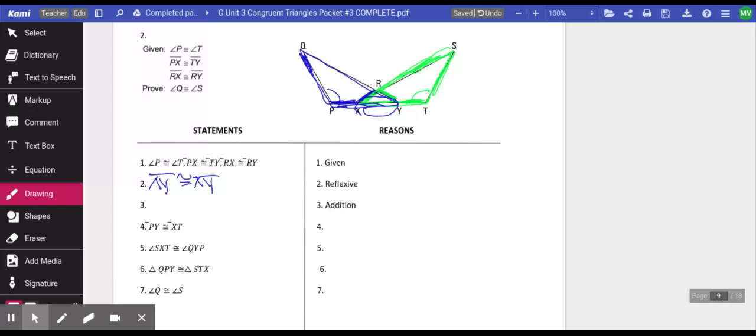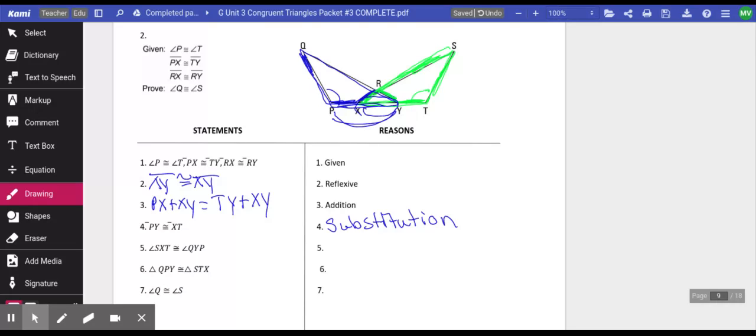Then I added, and I got PY. Well, what am I going to add to get PY? Well, what I add to get PY is PX and XY is equal to TY plus XY. And then once I add those, that's substitution. So now I have those two sides down there equal. And I already had an angle.